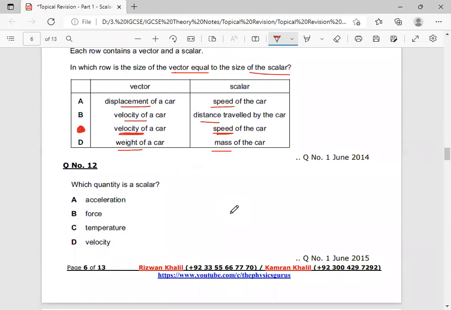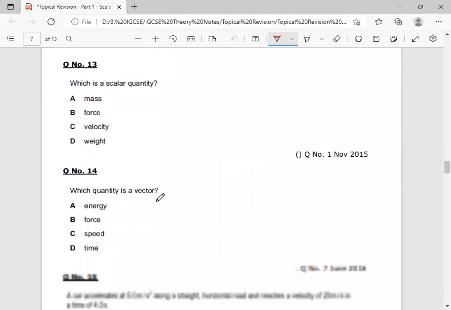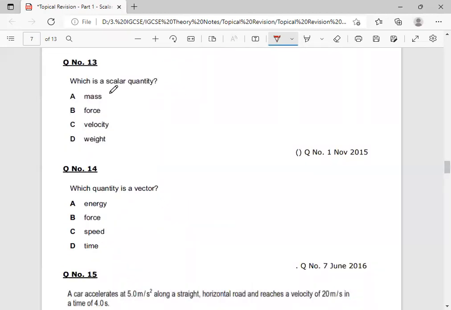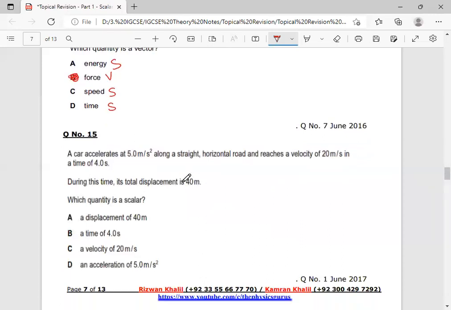Which quantity is a scalar? Acceleration is a vector quantity, force is a vector quantity, velocity is a vector quantity. So temperature is a scalar quantity. Which is a scalar quantity? Mass is a scalar, the others are vectors. So option A. Which quantity is a vector quantity? Scalar, vector, scalar, scalar. So option B is the correct answer.